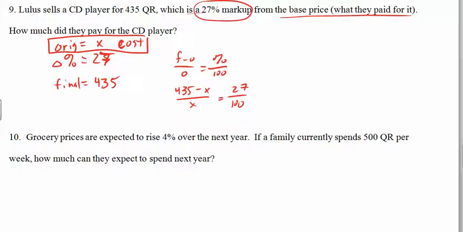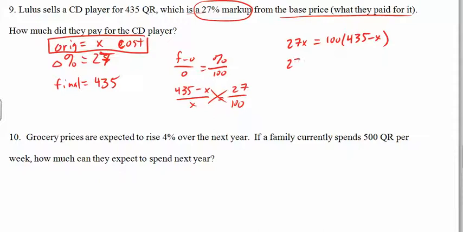Now, you may remember the previous questions in this assignment all had a negative 27 there. That's because before this, they were usually reductions. In this case, we have gained cost. It's been increased, and so therefore your percent change needs to be positive, showing a positive change. All right, so from here we should be able to cross multiply. We'll have 27x equals 100 times 435 minus x.